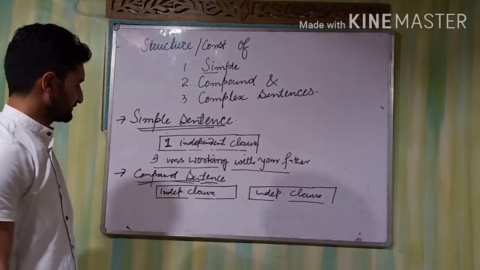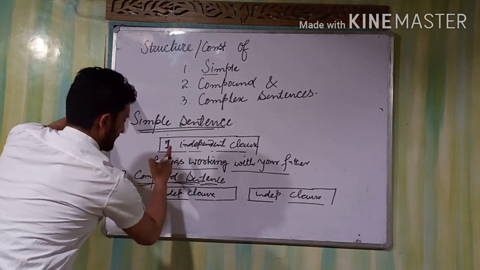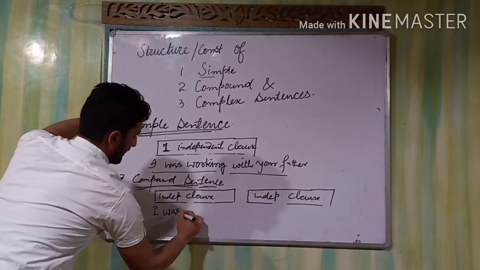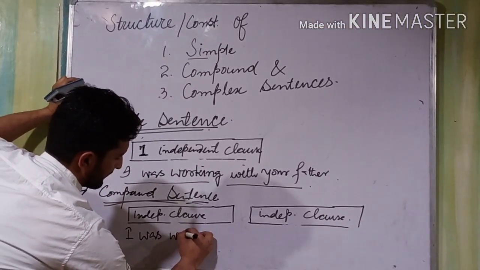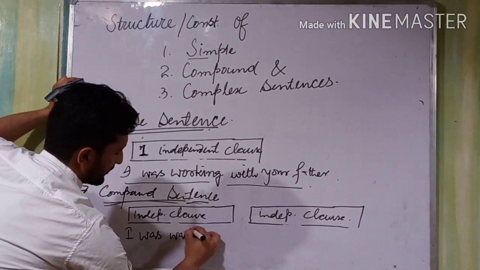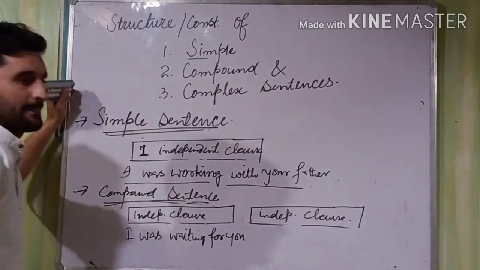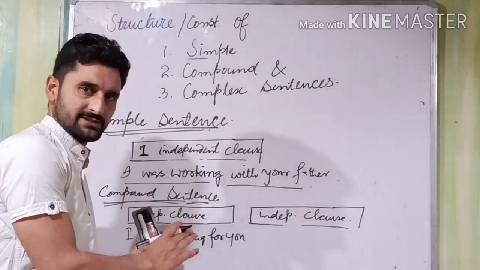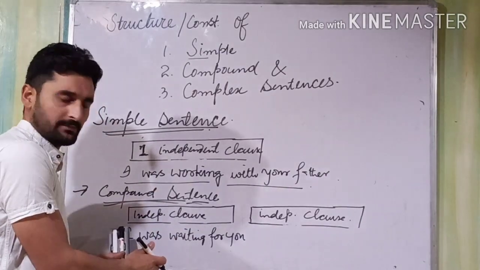All right. Now look at the example. I was waiting for you. That's a complete sentence, an independent clause.